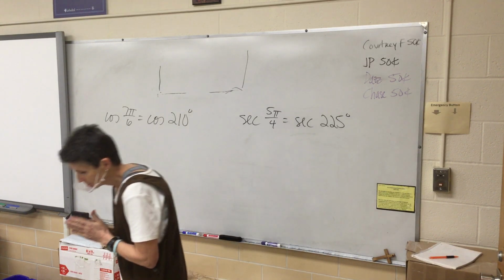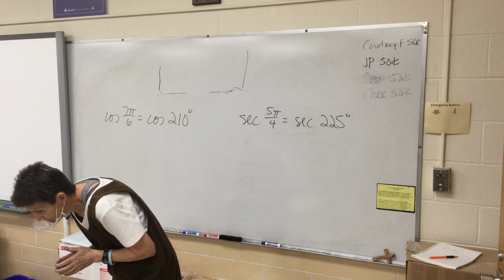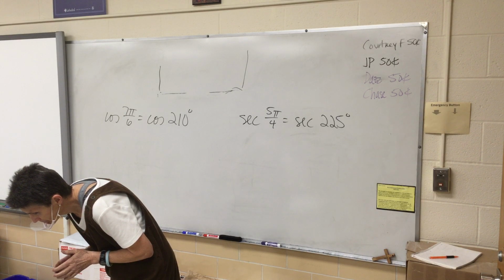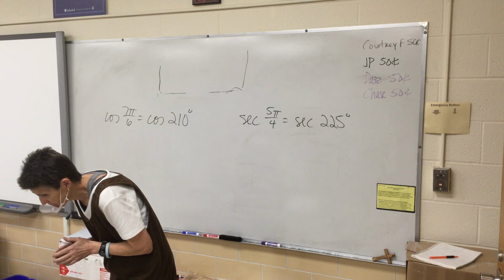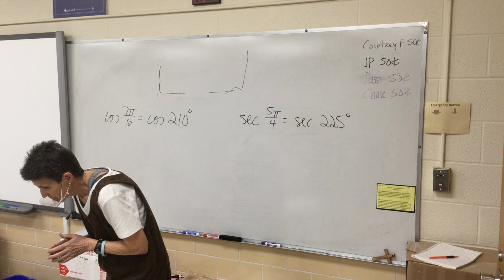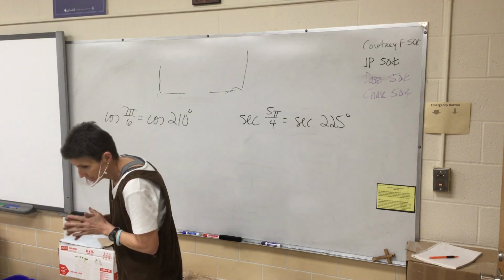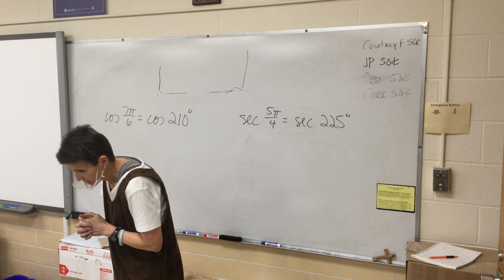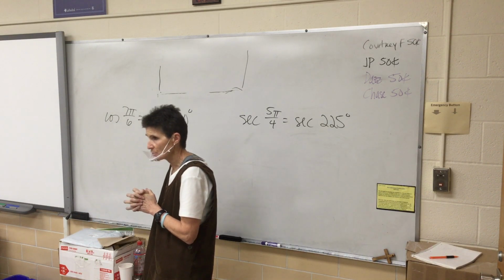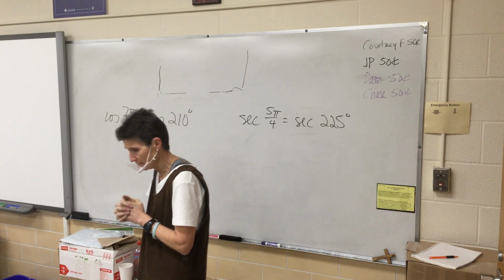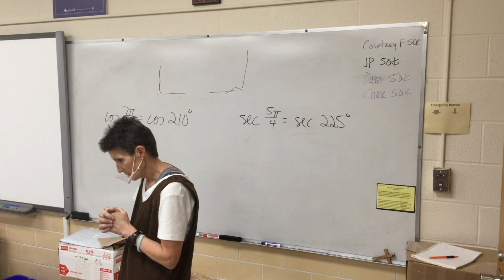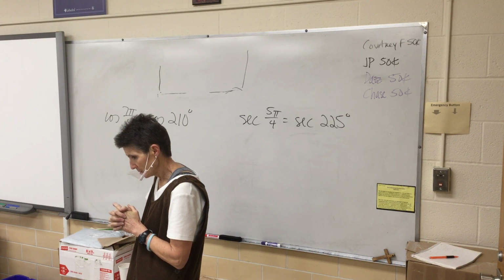Mrs. Ford, I was wondering, how do you know what the degrees is again from the 7 pi over 6? How do you know what the degree is for the circle? Okay, well, you remember that pi is 180. Oh, right. 180 divided by 6 is 30, times 7 is 210. Okay, got it. Thank you.